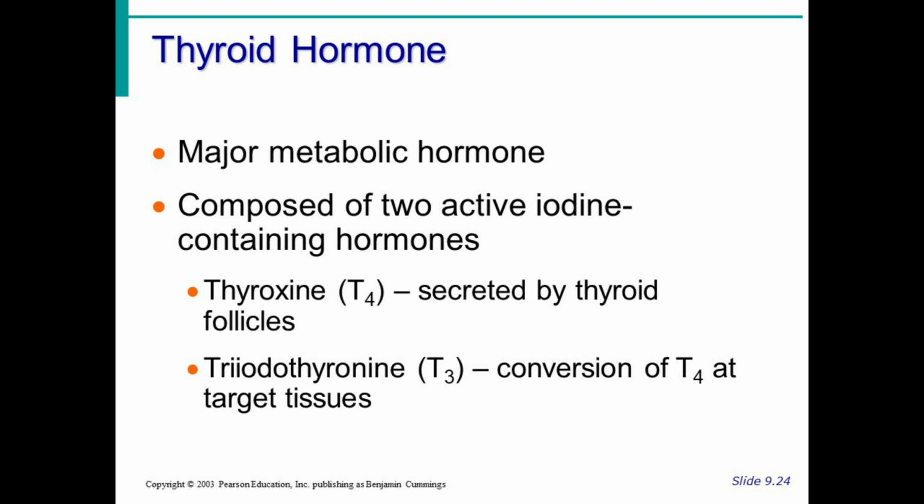Most of the T3 in your body binds to protein. Overproduction of your thyroid hormone can cause hyperthyroidism, and underproduction of this hormone can cause hypothyroidism.